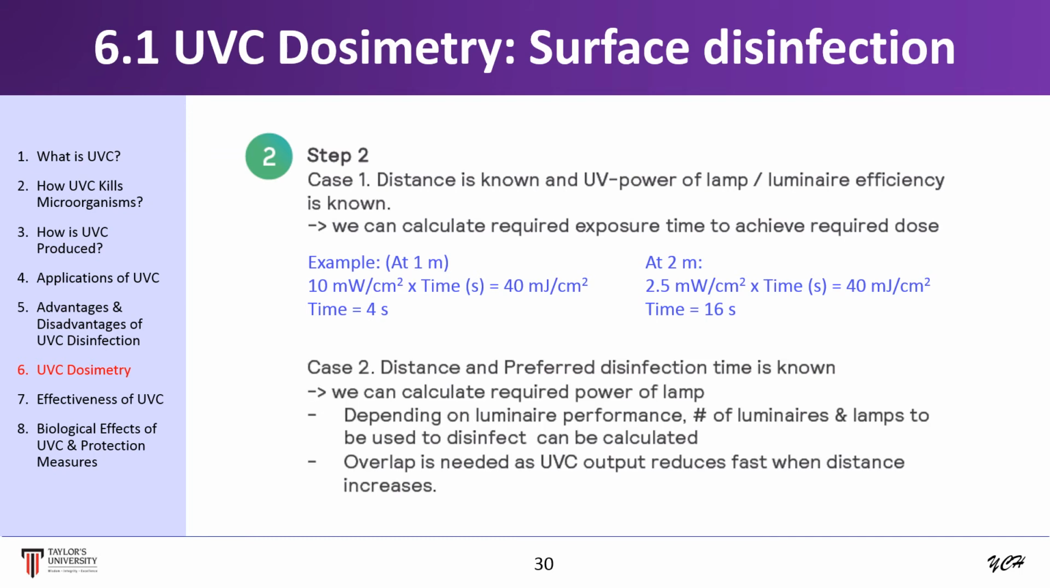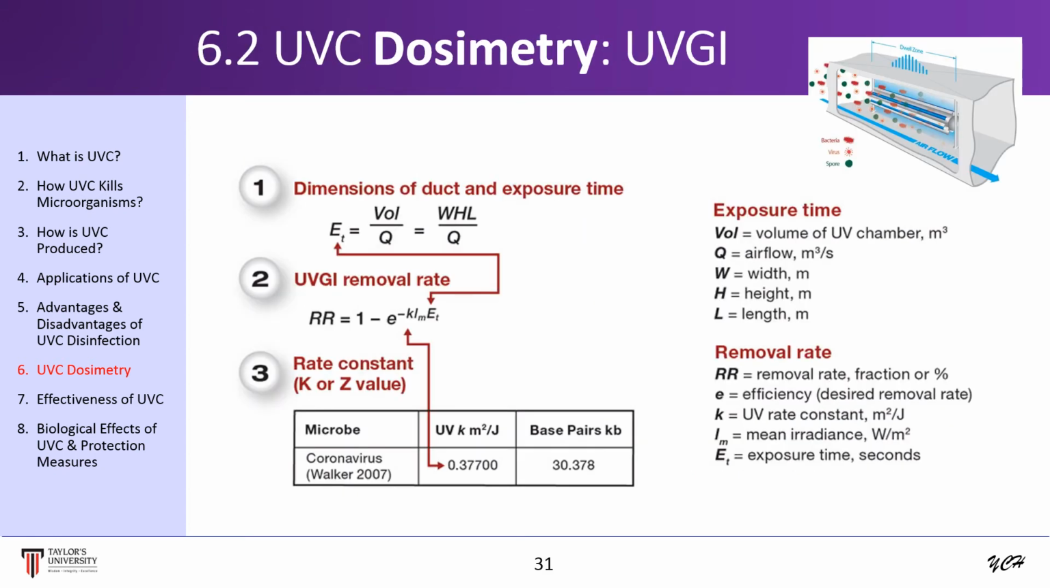There can be another option where the distance and the preferred disinfection time are known. Then we can calculate the power of the lamp, and determine how many UVC lamps we want to install in that particular area. This depends on the luminaire performance, the number of luminaires and the lamps to be used to disinfect. The UVC dose distribution should be overlapped, because the UVC output reduces fast as the distance increases. So that's the example of surface disinfection calculation.